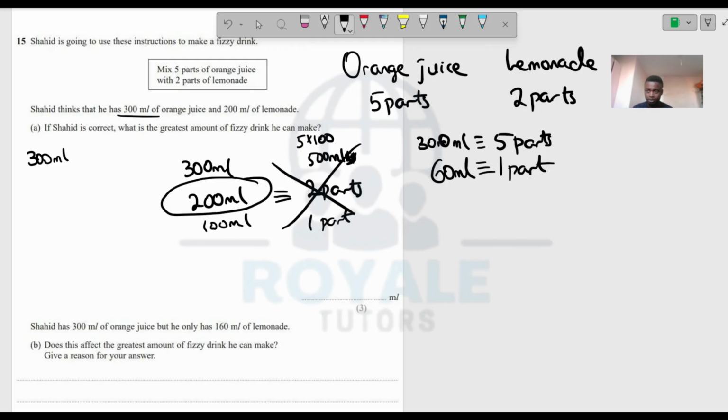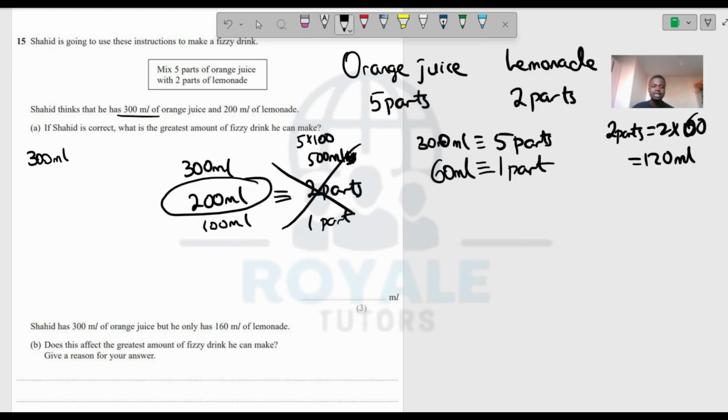So let me check how much lemonade I'm going to need. That means I'm going to need 2 parts of lemonade, which is 2 times 60, which is 120 milliliters. So don't forget what I did: firstly I tried to use the entire lemonade, but I discovered that if I use all of the 200 milliliters of lemonade based on the proportion of the mixture, I would need 500 milliliters of orange juice, but I don't have that. So I tried to use the 300 milliliters of orange juice that I have, and from there I discovered that to mix that 300 milliliters of orange juice, I'm going to need 120 milliliters of lemonade. If I'm mixing both of them together, that will give me the right proportion, and I'm going to have my fizzy drink.